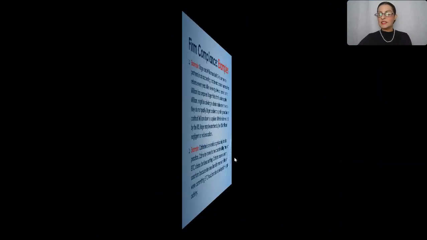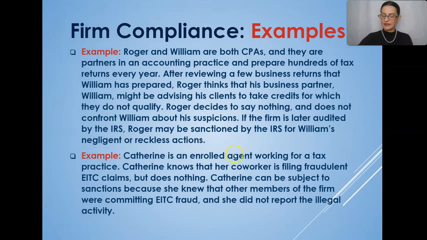Now, let me give you two examples of firm compliance. Basically, these are examples that are based on guidance from the IRS website. I just added names. These are not real people or anything. Okay, example number one. Roger and William are both CPAs, so enrolled practitioners, and they are partners in an accounting practice and prepare hundreds of tax returns every year.